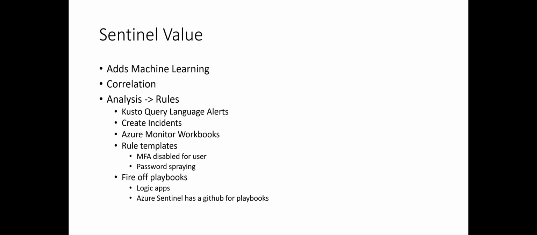You set up the types of events you want to alert on, like an MFA-disabled user or password spraying. You can fire off playbooks that integrate with Azure Logic Apps, where you see a bunch of password spraying, and you can lock out that particular malicious endpoint, or if MFA is disabled for a user, send them a warning or disable them. There are all kinds of things you can do with these playbooks.